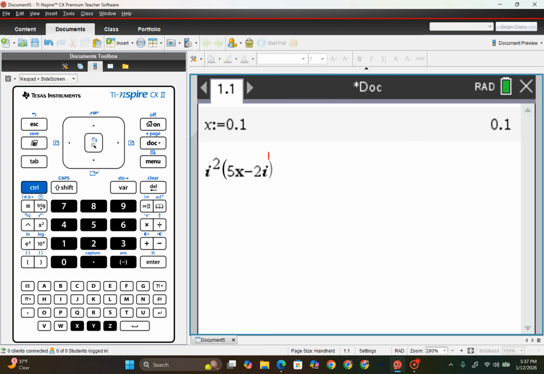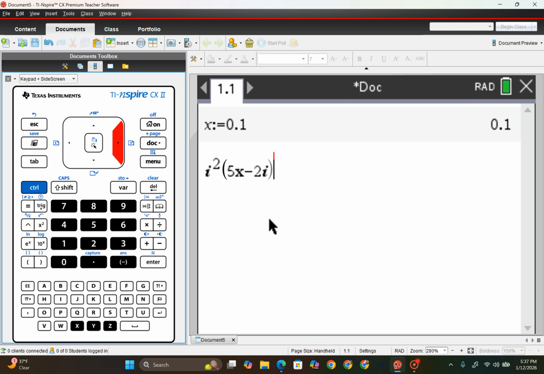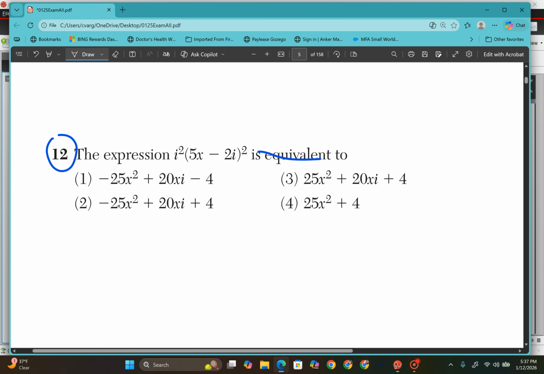And then I'm going to do squared. Close parentheses. And then I'm going to do squared. So 5x minus 2i squared. Cool. So 3.75 plus 2i. So I'm going to write that down. 3.75 plus 2i. And again, I'm going to have to plug each of these in to see which gives that to me. So let's do it.